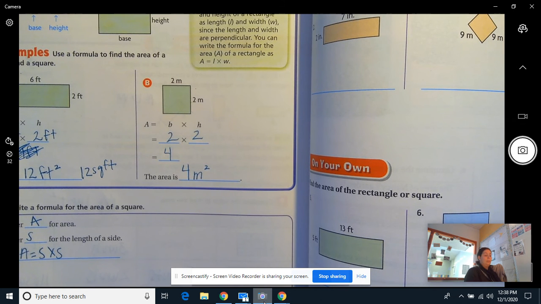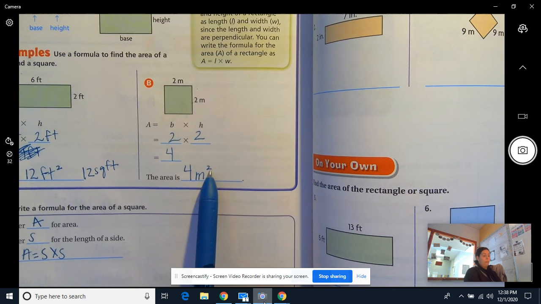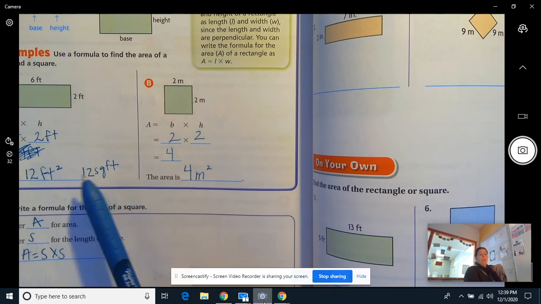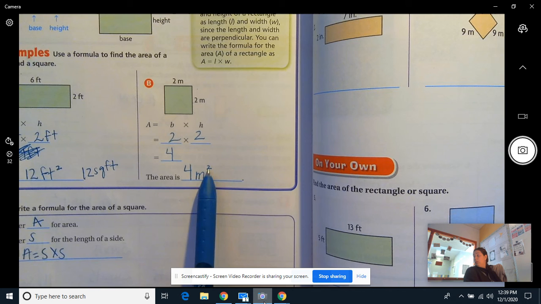Area, you have a question. What? Why do we write like that little 2 at the top after the FT? That's equals squared. FT squared.